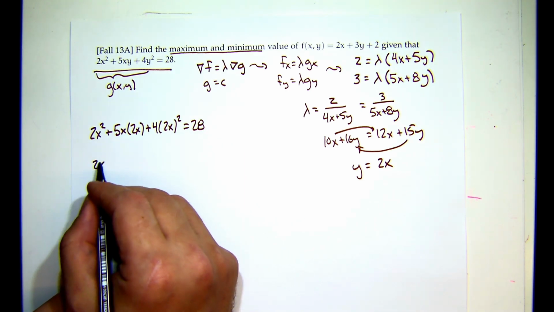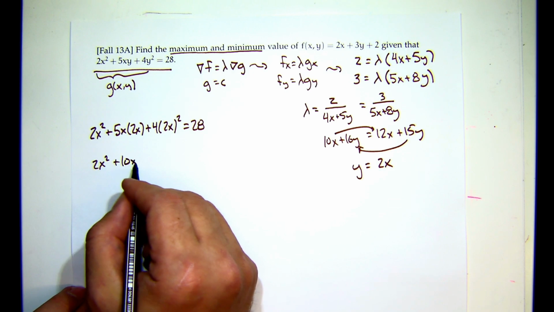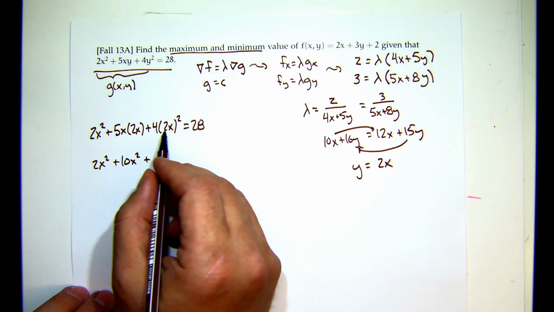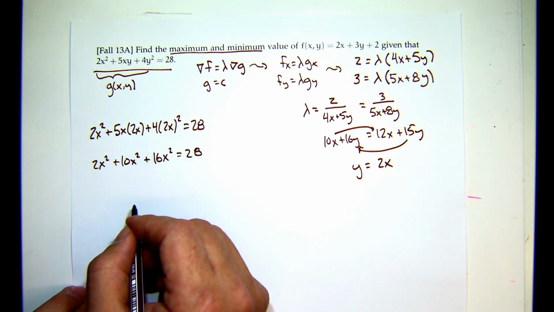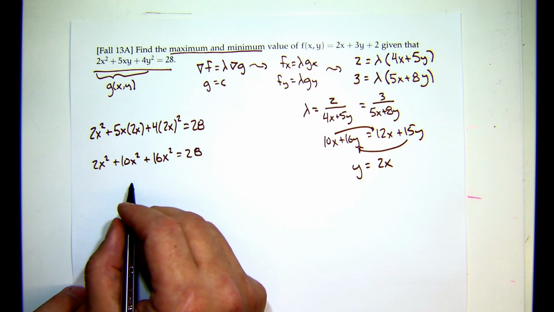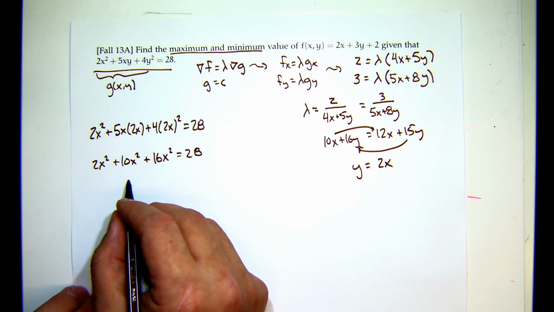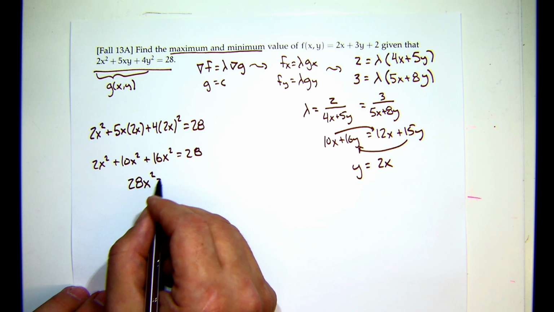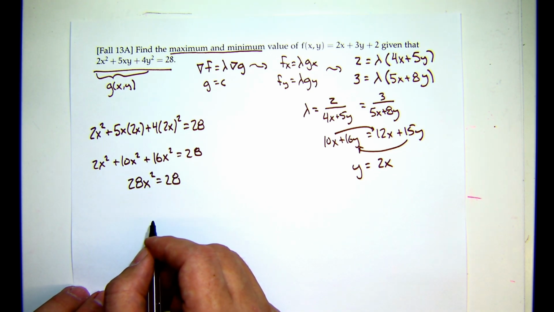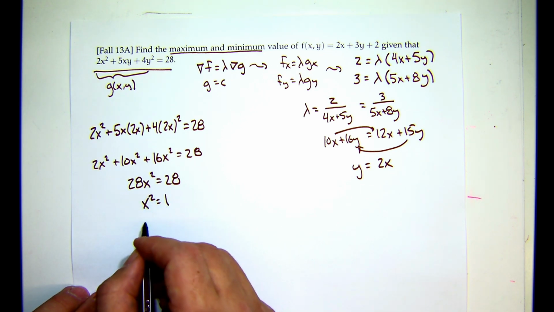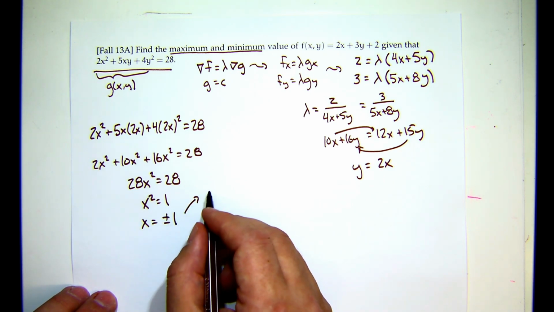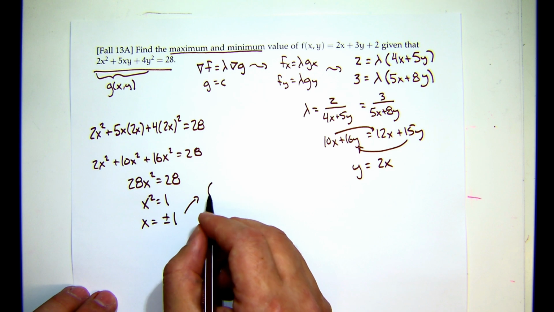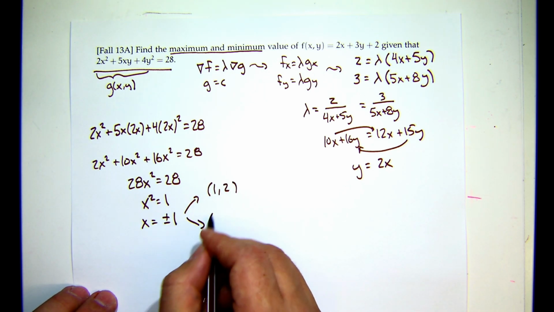All right, well, that's 2x squared plus 10x squared plus 16x squared equals 28, which becomes 28x squared equals 28. Yeah, x squared equals 1, so x equals plus or minus 1. So that leads to two possibilities. So there's a point, 1 comma 2. There's another point, minus 1 comma minus 2.